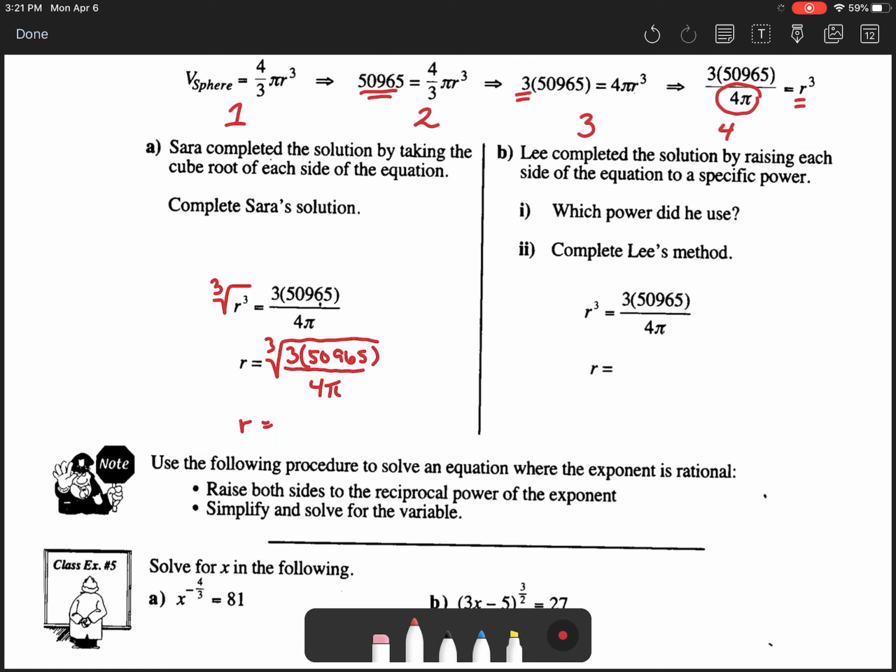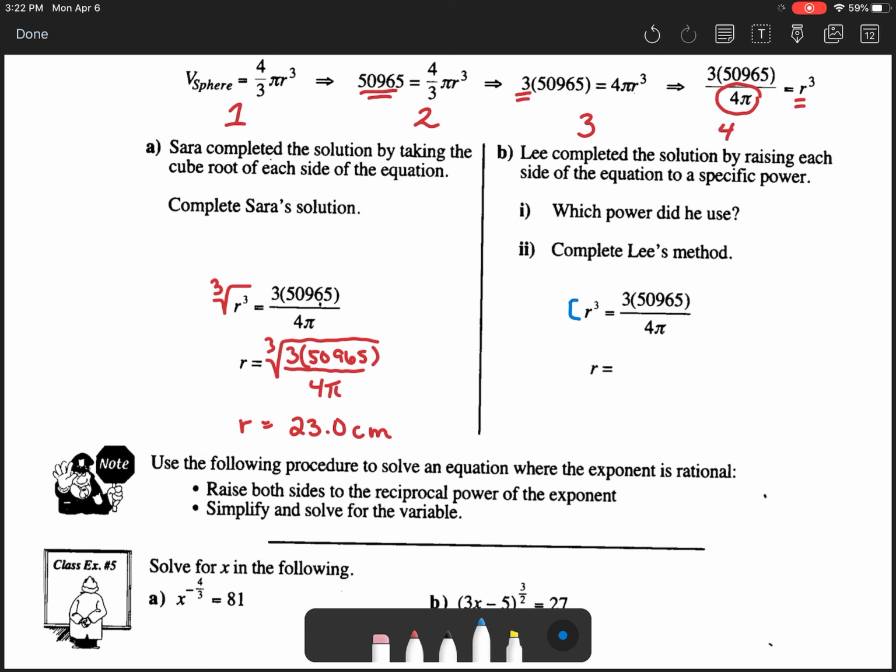So when I do that in my calculator here, and I round it to the nearest tenth, you will see that I get, and hopefully you can play along at home, 23.0 centimeters for the radius. Okay, moving on to Lee. It says that Lee, I apologize, got the solution by raising each side to a specific power.